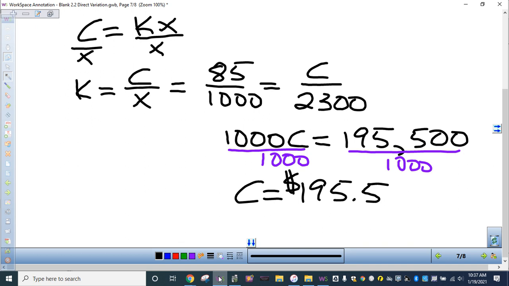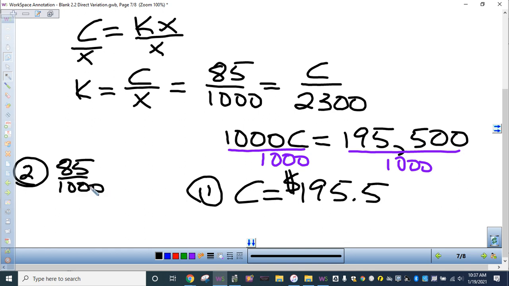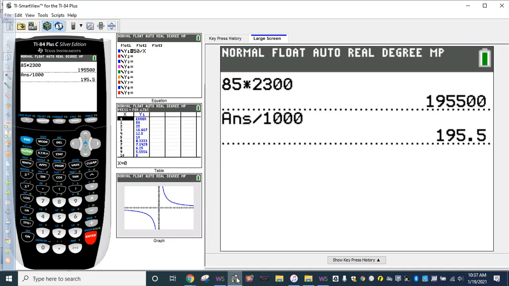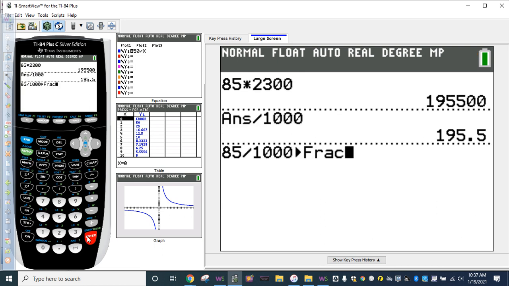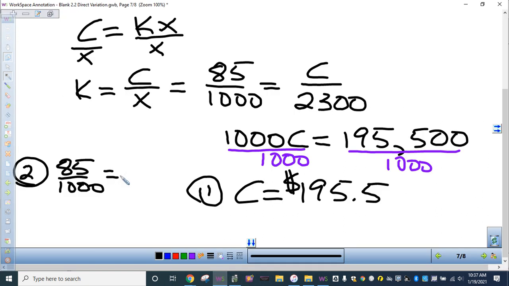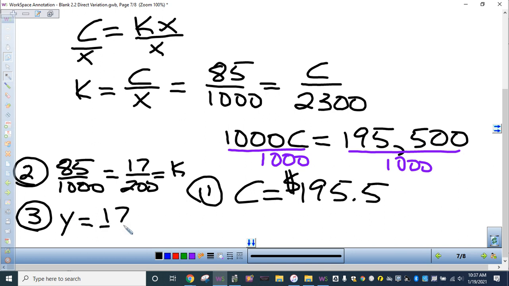So our direct variation equation, here's, we found the new value we were looking for. We know our k value is 85 over 1,000. But let's reduce that fraction in the graphing calculator. So just do 85 divided by 1,000. Math, enter, enter. So that reduces to 17 over 200. So that's our k value. And then just to write the equation, it's just y equals 17 over 200 x.